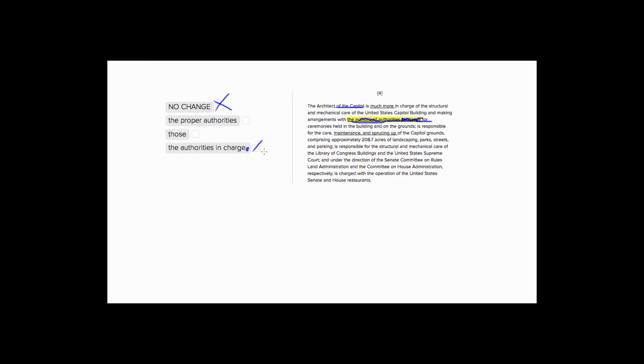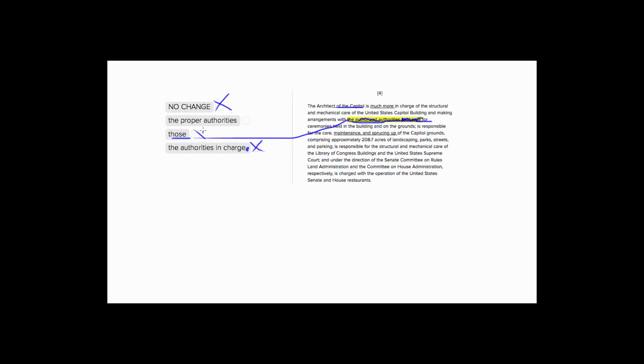So now we have a choice between "the proper authorities" in choice two and "those." So let's look at this "those" because it's a little bit different. If we were to insert "those" here, it would say "making arrangements with those for ceremonies held in the building." We don't know who "those" is because we haven't been introduced to these authorities before. So it sounds very strange to refer to "those" and have no idea who "those" is referring to. So that's not going to be good.